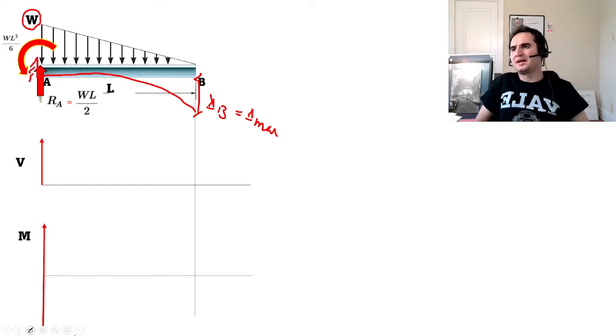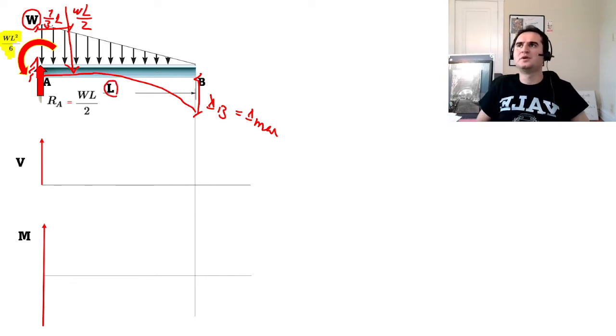If you calculate the moment at the fixed end, that's WL squared over 6, and that's just by making an integration about point A and converting the distributed load to a concentrated load of WL over 2 at 1/3 of L from the base. The whole length is L. So if you do so, that gives you WL squared over 6, as you can see on the figure.